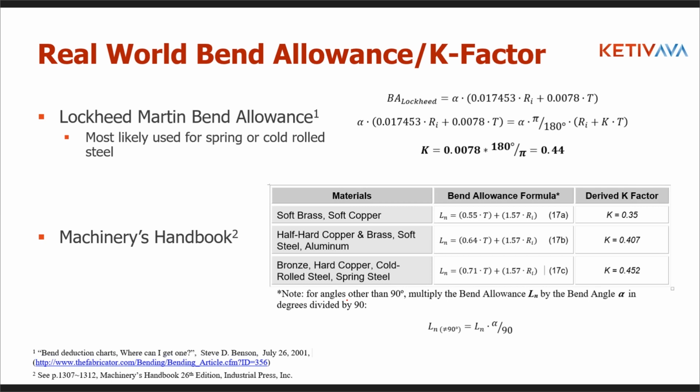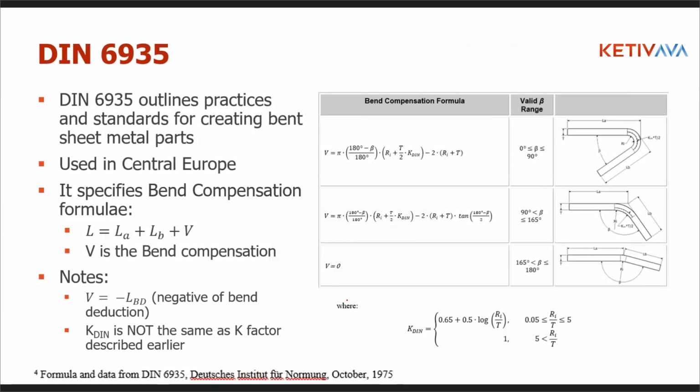For angles under 90 degrees, they want you to multiply the bend allowance by the bend angle in degrees. So I don't forget why Machinery's Handbook has this in there. This gets into, well, hey, how do I handle that? If I say I'm up to 90 degrees, I have one K factor, and after that I've got another. Well, guess what? This is where we get into the equations.